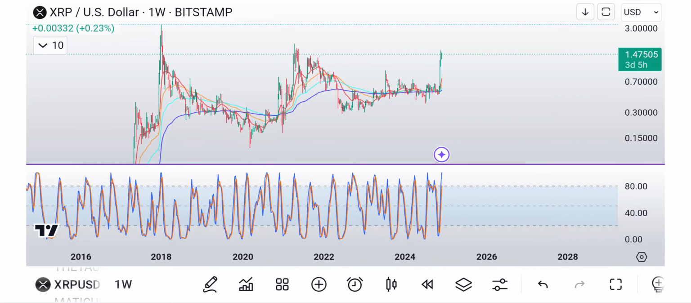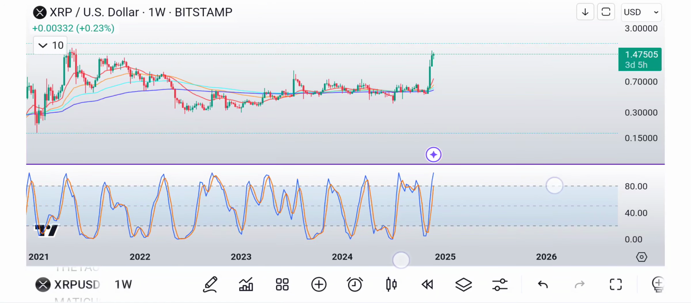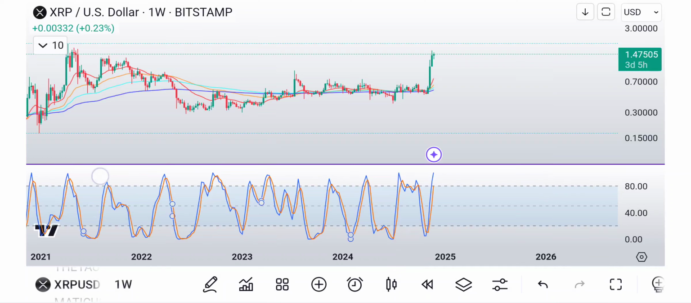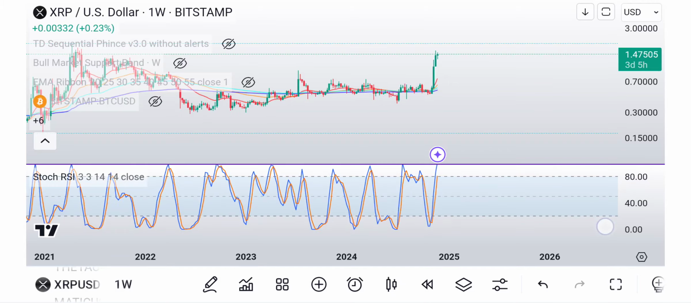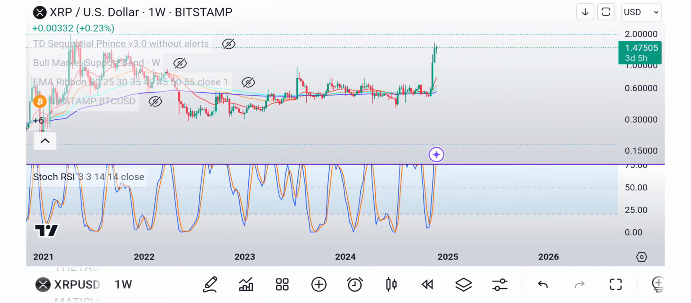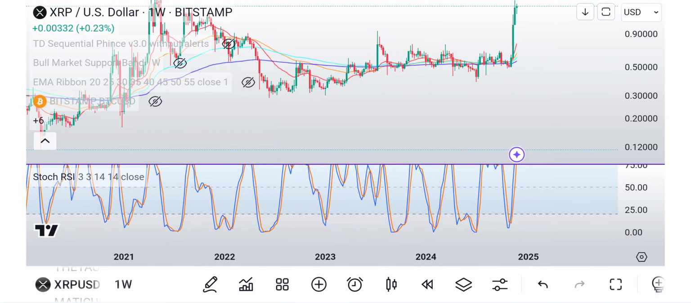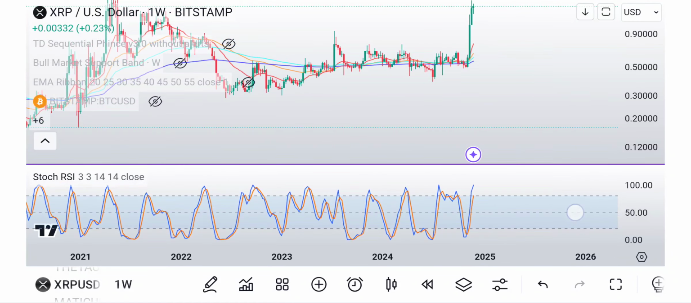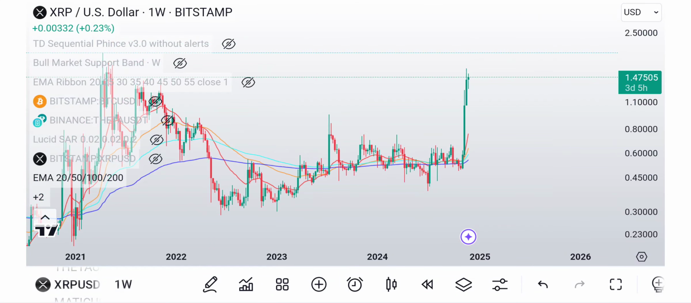Now, let's look at the RSI. I just don't know how to read that, so I don't really use it much. Obviously, I can see bullish divergence, bearish divergence on here. You can see, yeah, I'm just not a fan, honestly. I know people love it, but I just don't.